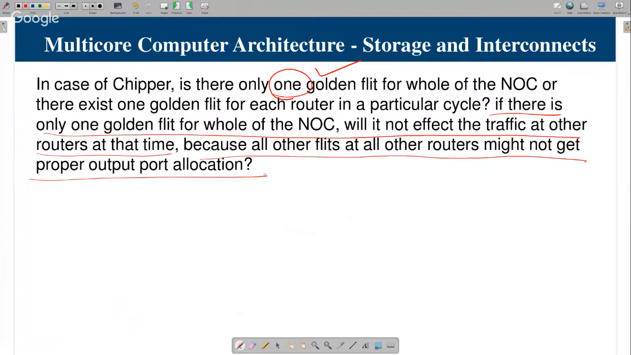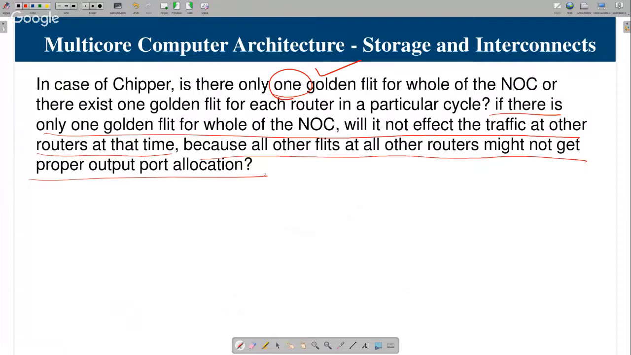So the candidate's concern, that all other flits at all other routers might not get proper output allocation, is a very valid point. We have to understand that whatever we have learned in deflection routers, like the CHIPPER router architecture, these are all research materials, published research papers. When this paper, CHIPPER, was published in 2010, that was the very first work in that area. Of course, this work may have its own drawbacks. Over the period of time, researchers have worked on it. Probably the other routers that you have seen in the course, MinBD, DeBAR, SLIDER and others, are working on the drawbacks of the first architecture, CHIPPER.